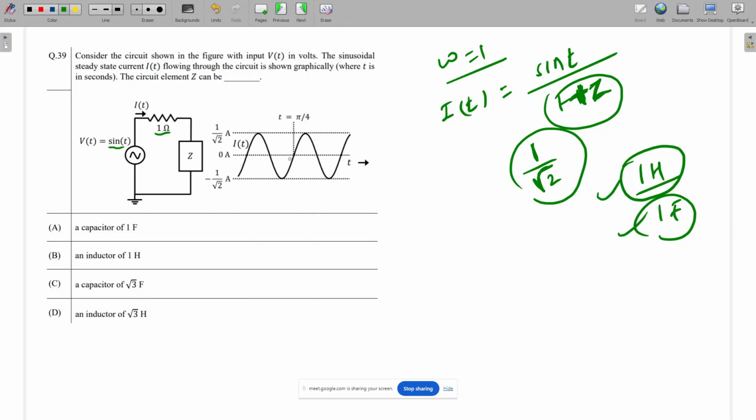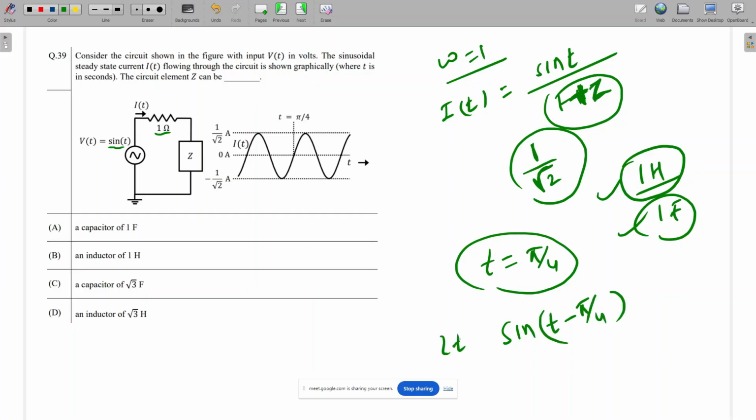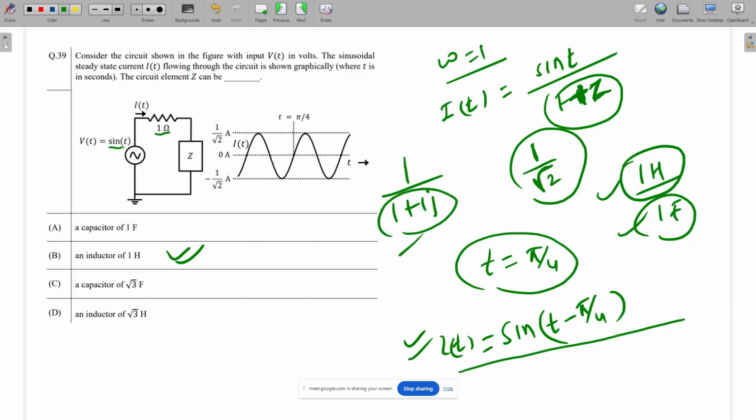See here, at t equal to pi by 4, the value is 0. So we can say that it is sin(t minus pi by 4). Is it clear? The current lags the voltage by an angle of 45 degrees, so we can say that this will be the inductor, an inductor of 1 by 1 plus 1. This will be the answer.